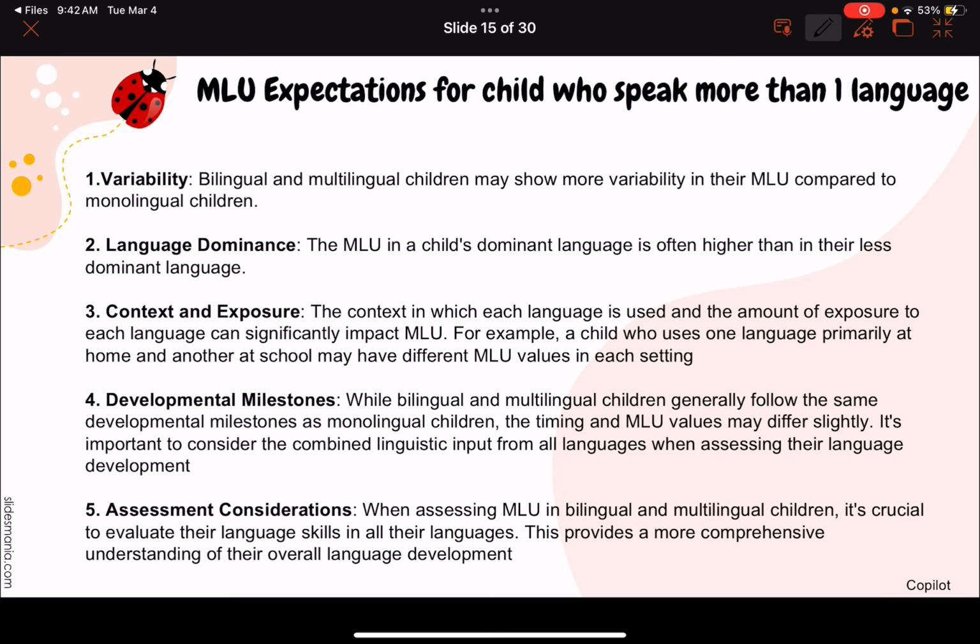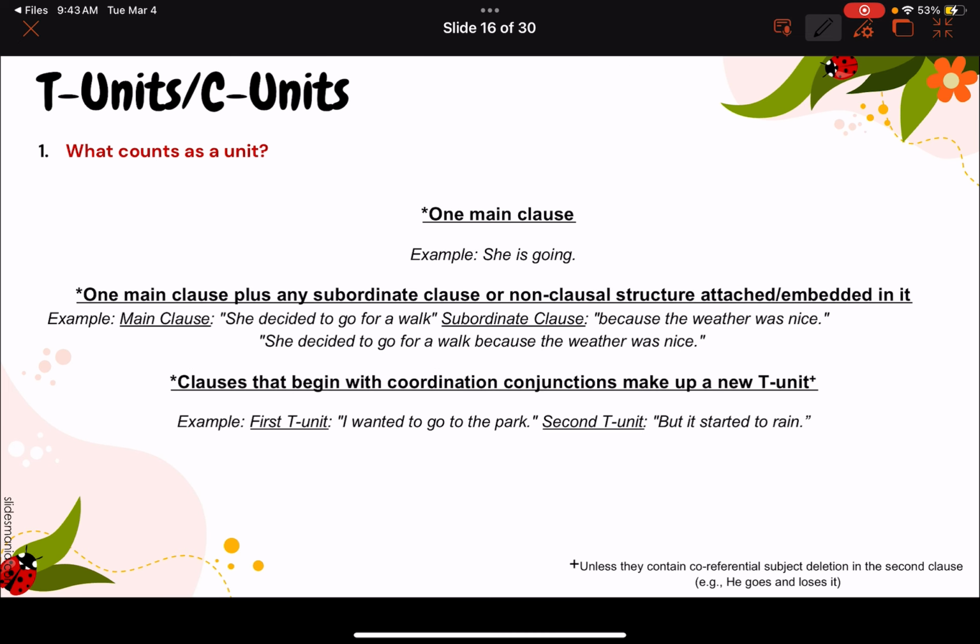And then for our children who speak more than 1 language, I'm not going to read this. I'll let you go over this. But this is what we expect for our children who do have more than 1 language. So just go through this, what is expected of their particular language with them. Okay, so let's move on.